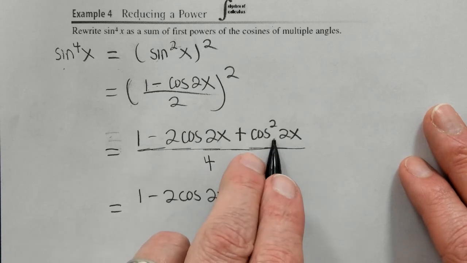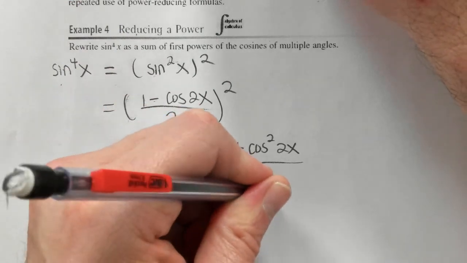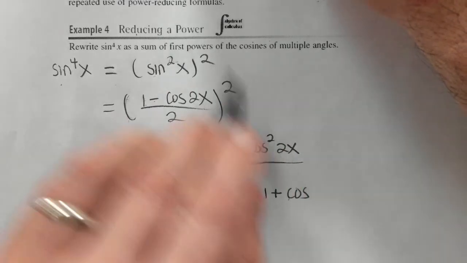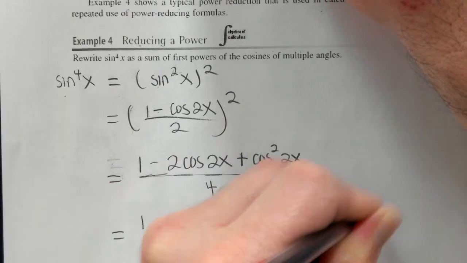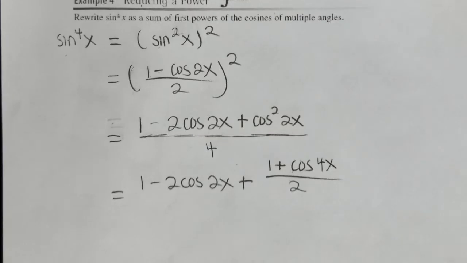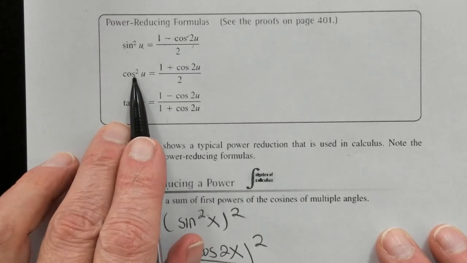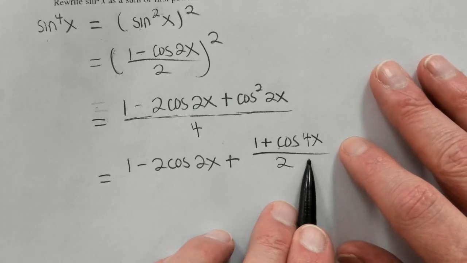Cosine squared of 2x now will turn into 1 plus the cosine. Now be careful here. 2x will turn into 4x. So that now becomes 1 plus the cosine of 4x. And then all of this now is over 2. So what I did is I took this part and put it into the power reducing formula here. So if this is 2x, then u becomes 2u. So 2x becomes 4x. All right, and then over 2.